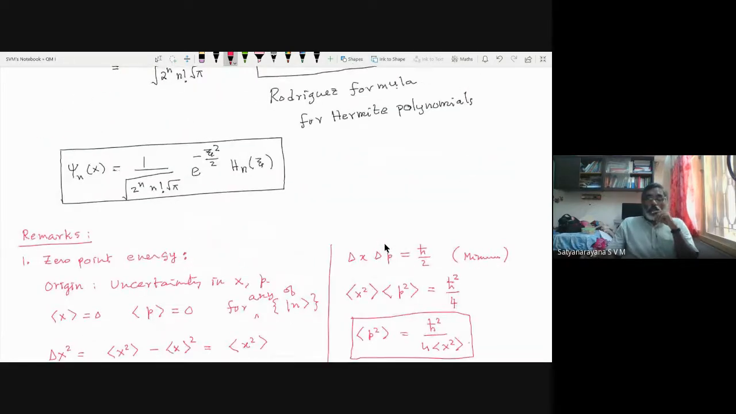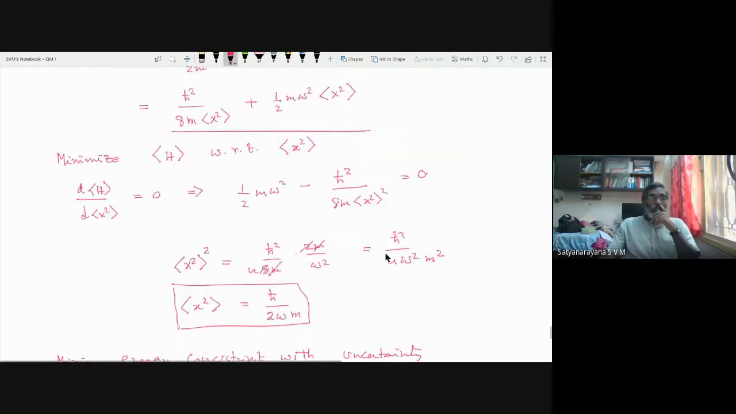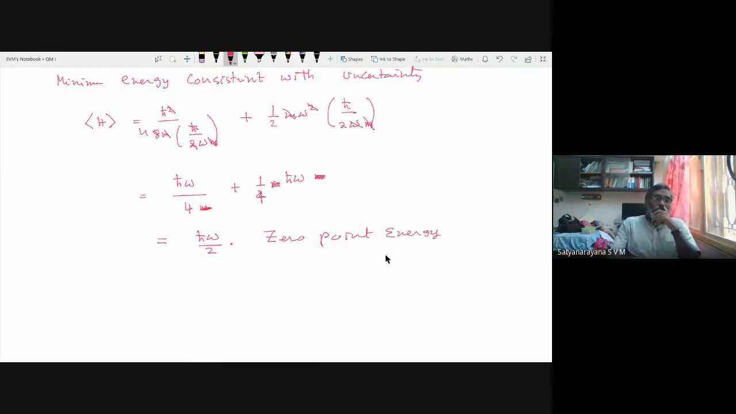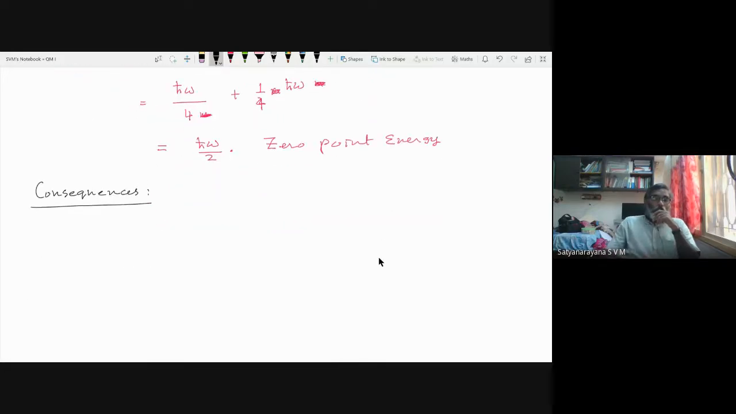Okay, so this is one important remark. And the second thing I wanted to tell you is some consequences of this. There are many consequences, but let me just tell one or two. So the first thing is that in the periodic table, if you look at helium, it does not have a solid phase.